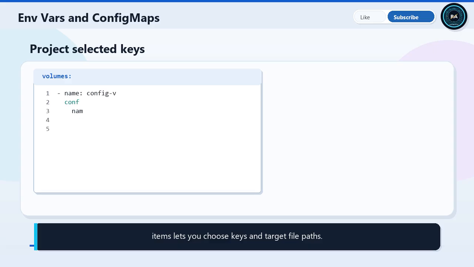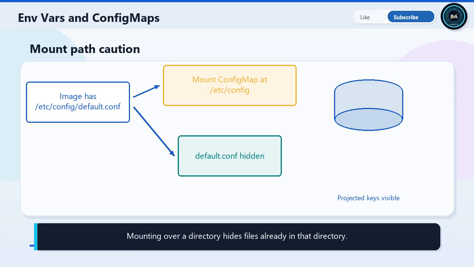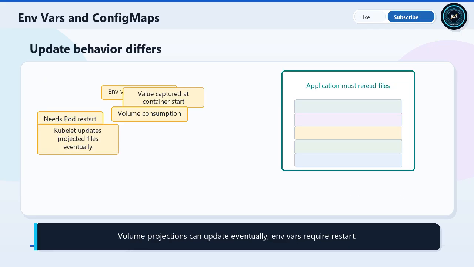If you do not want every key as a file, use items. You can select a specific key and choose the path it should have inside the projected volume. One caution: if the image already has files in the target directory, the config map volume mount makes those image files inaccessible at that path. This distinction matters in production.